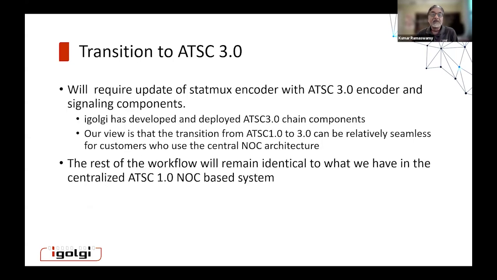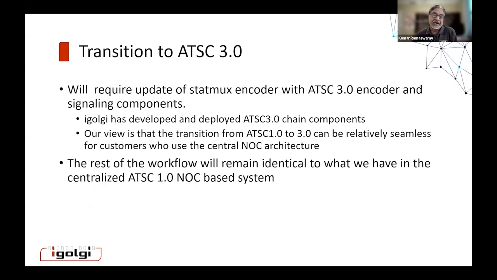And so the transition to ATSC 3.0, in this world, will require you to update the StatMux encoder with an ATSC 3.0 encoder and signaling components. We have actually developed this entire chain as well. Our view is that the transition from ATSC 1.0 to 3.0 for customers who use the centralized NOC architecture would be extremely painless and fairly seamless. All you do is replace your encoder and the signaling gateway with ATSC 3.0 components, and the rest of the workflow will remain identical.